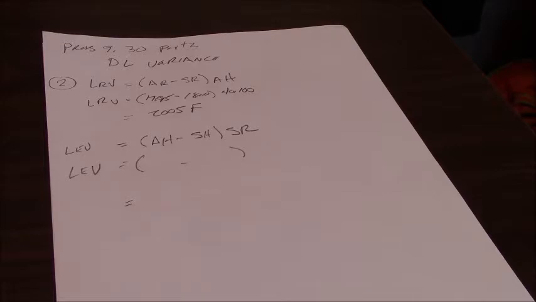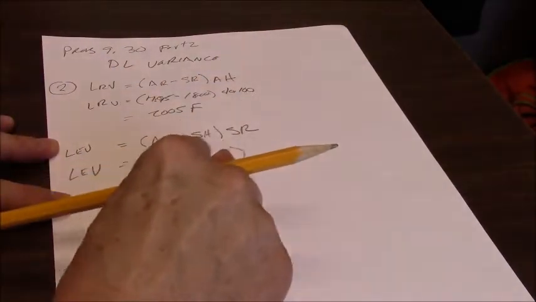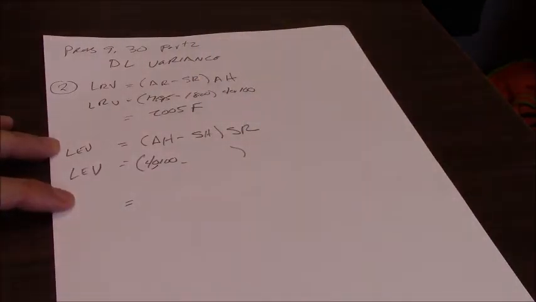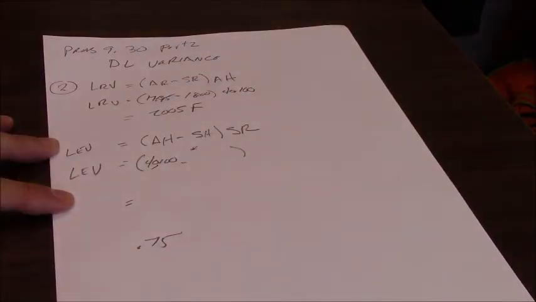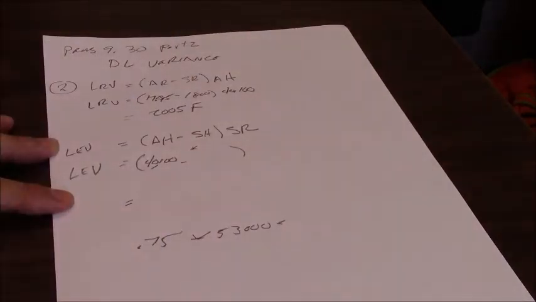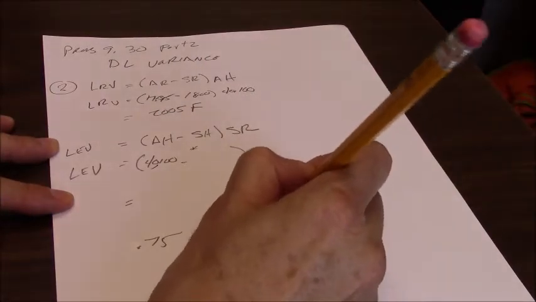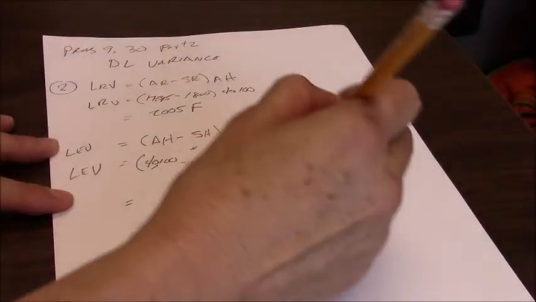Alright, so actual hours we know were 40,100 because we have our timesheets to tell us that. What was standard hours? Well, standard hours we have to calculate. So that's 0.75, because that's the standard. And we made 53,000 units. So if we knew we were going to make 53,000 units, at the standard we would have said that we were going to make 39,750.